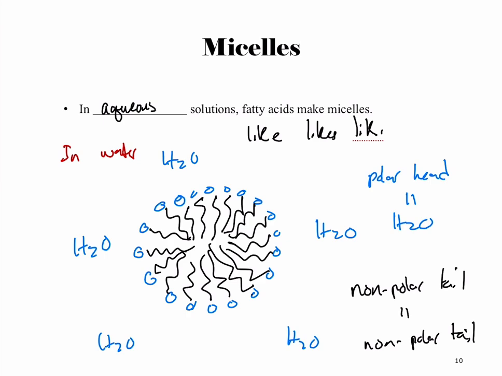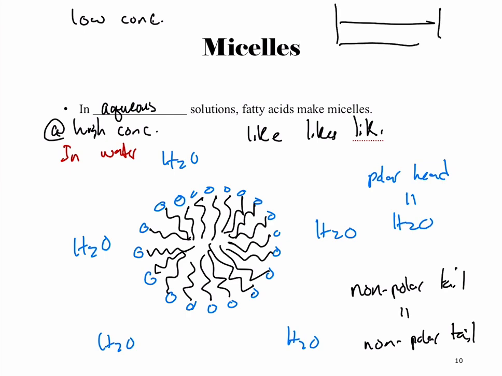So this is at high concentration. At low concentration, instead of forming micelles, what will happen is if we have an aqueous solution and then it has an air interface like this, the polar heads will orient themselves on the top layer of the solution, and the nonpolar tails are going to orient themselves up to stay away from the water, because the air is technically going to be less polar than the water molecules. So this will be air like that.